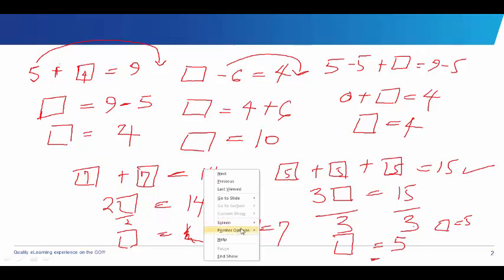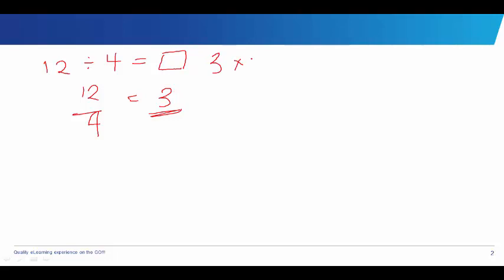Now let's try other examples. So we'll have this: 12 divided by 4 equals a box. What is the answer? 12 divided by 4 is what? You should know it already from the multiplication table, it is 3. So our answer is 3. So let's try this example. 3 times a box minus 1 equals 5.